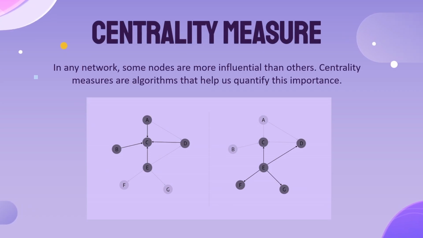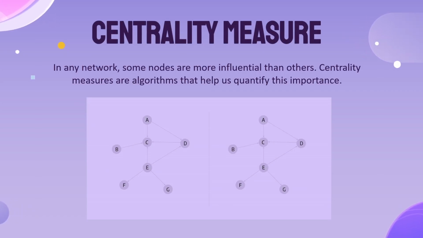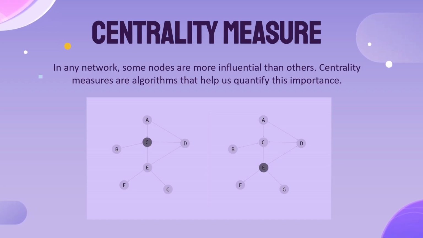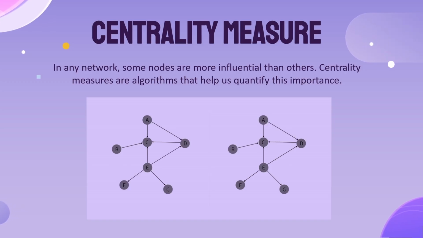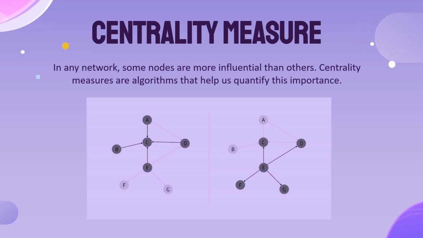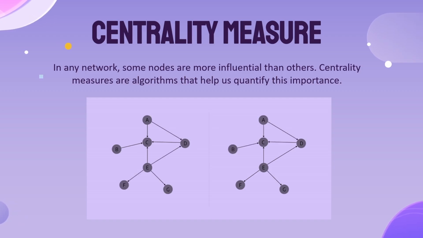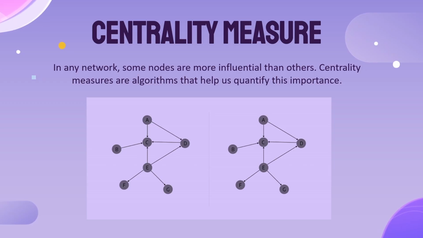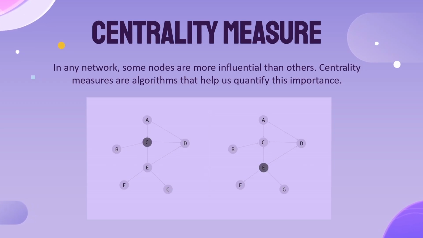So in any network, not every node is equally important. Some nodes are like key players. If you remove them, the whole structure changes. Centrality measures help us figure out which nodes matter the most. Think of it like a social network. Some people are connectors who keep different groups linked. We use this same idea in neural networks to identify which parts actually contribute the most to learning.